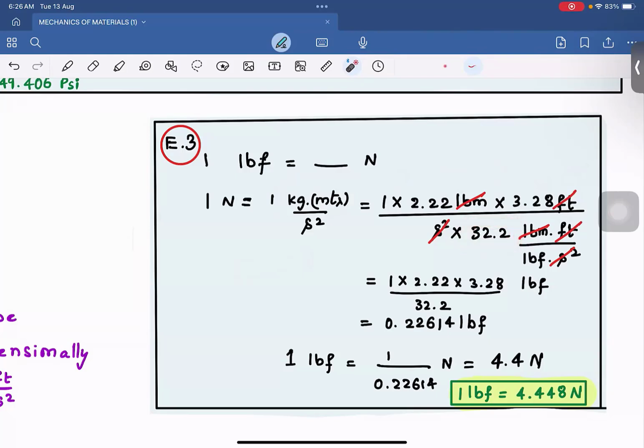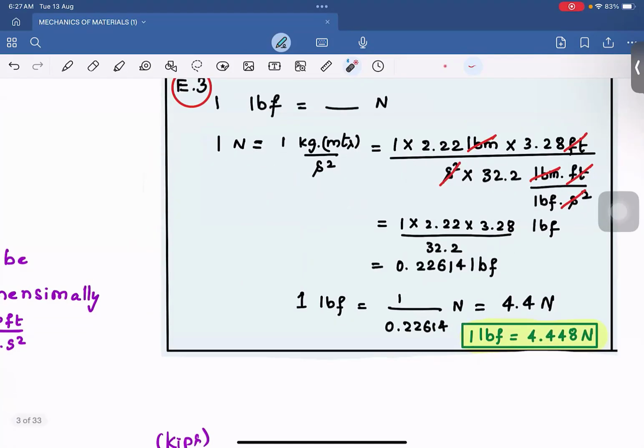And the units are pound mass, feet by pound force, second square. After that, you can see that the units get cancelled. Pound mass by pound mass, feet by feet, second square by second square. After doing this, we got this data with the units lb force, pound force, which is equivalent to 0.226. 1 newton is equal to 0.226 pound force.